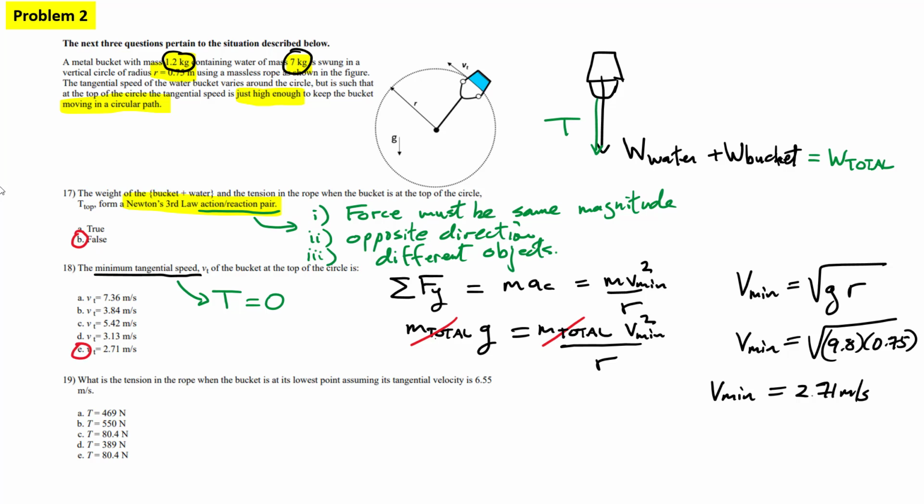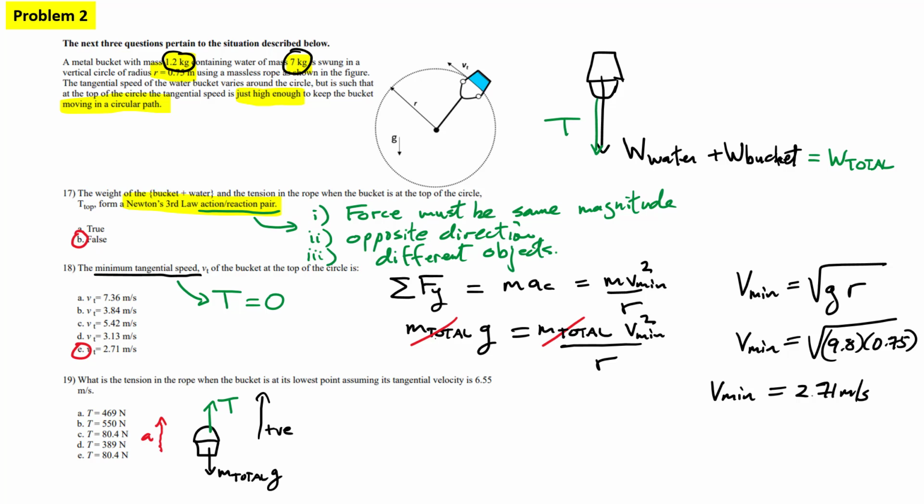Next question: what is the tension in the rope when the bucket is at its lowest point? Here we're going to assume that the tangential speed is bigger, 6.55. First thing I suggest is doing a free body diagram. The weight is m total times little g. I have my tension force, which at the bottom is acting up. And at the bottom, the acceleration is toward the center of the circle. That's the centripetal acceleration. I'm going to choose that direction toward the center of the circle to be the positive direction.